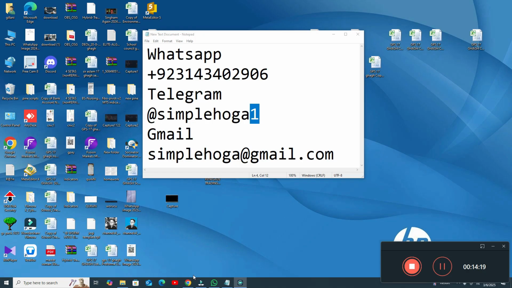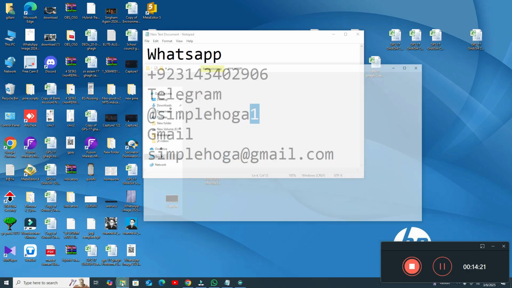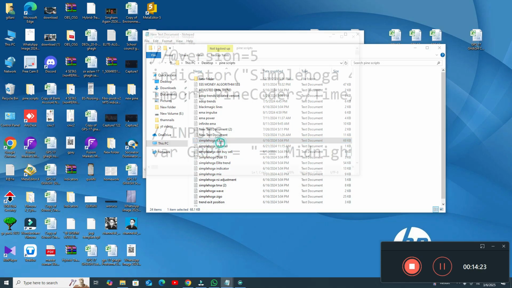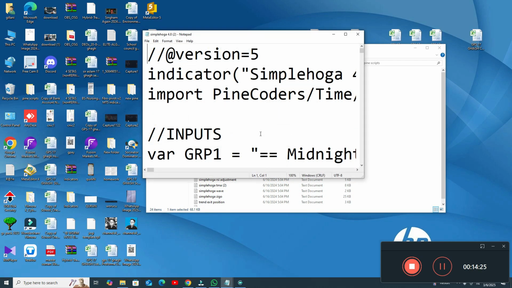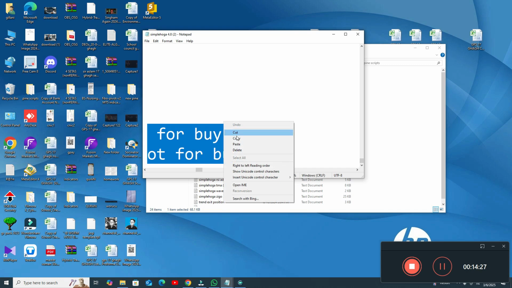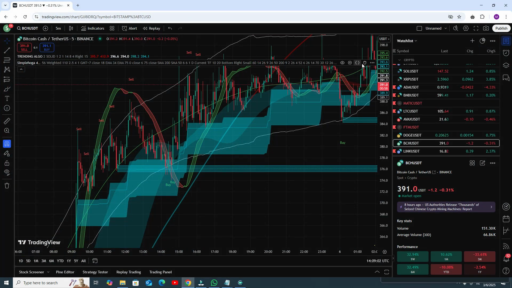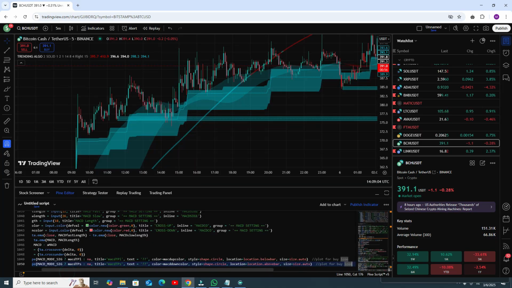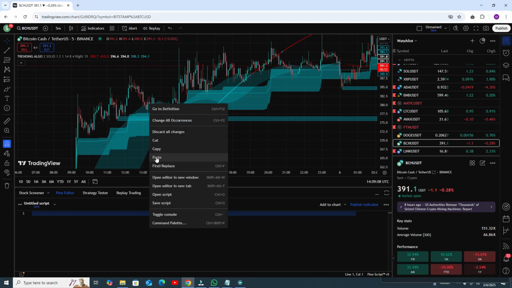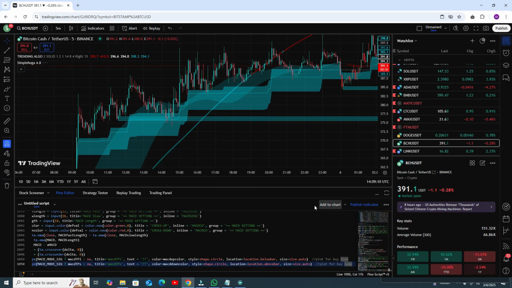Okay, now the last question, how you can add the indicator. First you need to add this indicator. Control A, copy the code, then go to the Pine editor. Okay, remove all the code from here and then paste my code, then click on add to chart. Okay, the second indicator you need to add is Trending Algo.